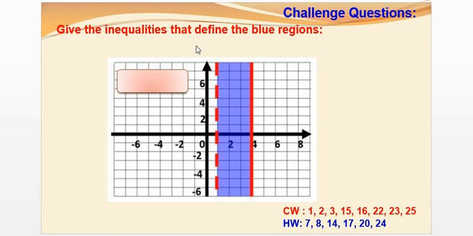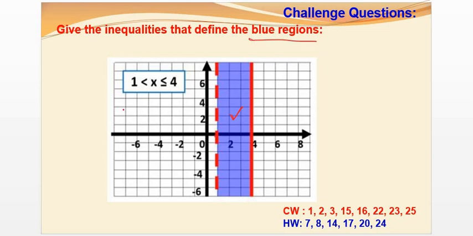Better pause the video here. Please remember they are talking about the blue region. It means they want you to write the inequality for this region. Don't think that it's crossed out, it's shaded. No. They want you to write the inequality that is in between these two red lines. Okay? So better solve it on your own now.